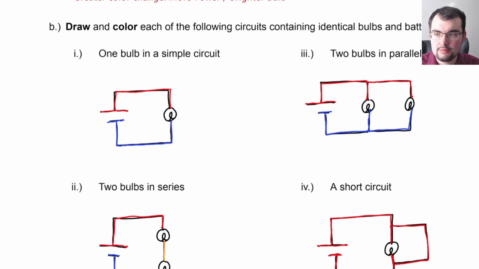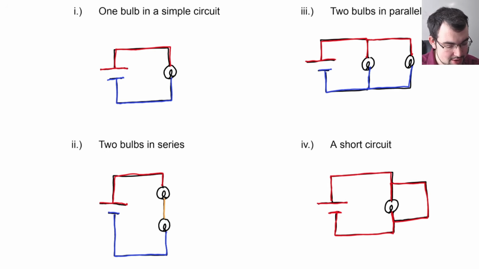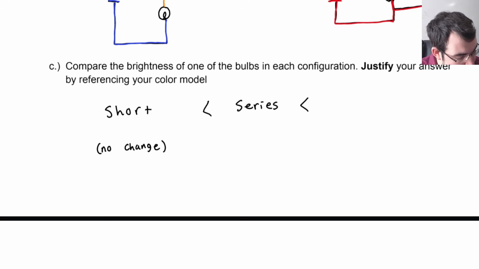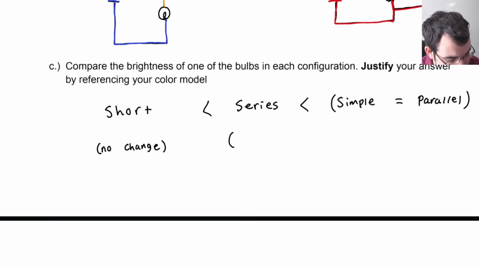And we also know that the simple circuit and the parallel are going to be the greatest because the greatest possible change is red to blue. So series just lives in the middle. So we have the short, then we have the series, then we have the simple and the parallel. So in series, this was red to orange, whereas for the simple and parallel, and maybe let's use the colors for this, it was red to blue.